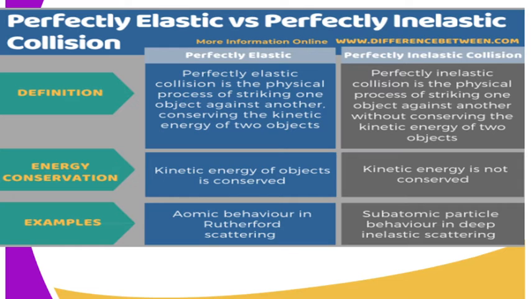Examples: atomic behavior in Rutherford scattering, and the other one, in perfectly inelastic collision, is subatomic particle behavior in deep inelastic scattering. In elastic collisions, if a body of mass m1 and velocity u1 collides with another body of mass m2 and velocity u2 moving in the same direction, so that the new velocities after the collision become v1 and v2 respectively, the kinetic energy is conserved.